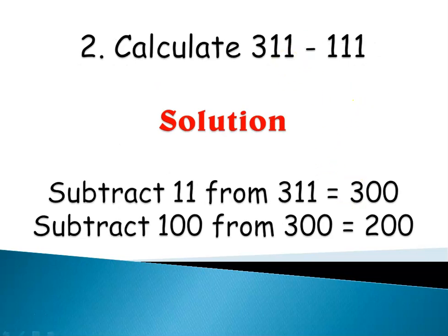Question 2. You have to calculate 311 minus 111. Okay. So another way I can do this is to start by subtracting 11 from 311. So if I subtract 11 from 311, that will give me 300. And then I subtract 100 from 300. This will give me 200. So my answer is 200.